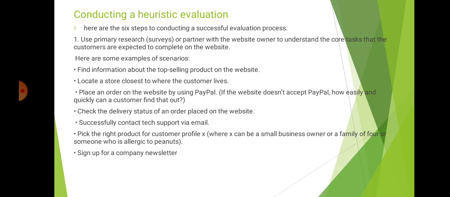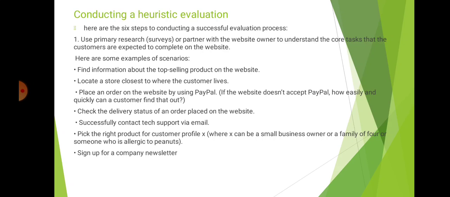First is finding information about the top selling product on the website. Then locate a store closest to where the customer lives. And third is place an order on the website by using PayPal. Actually PayPal is an online transaction app. If the website doesn't accept PayPal, then how easily and quickly can a customer find that out. Then check the delivery status of an order placed on the website. Then successfully contact tech support via email.